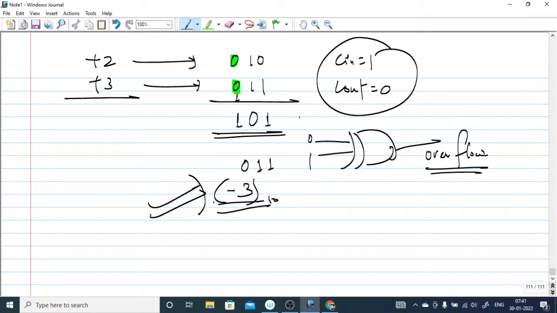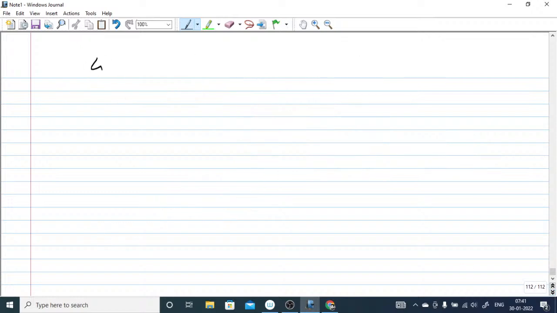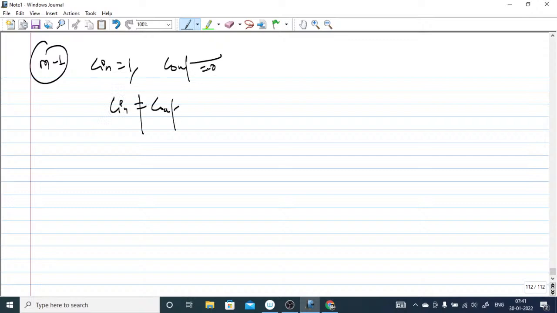The very first method I have told you is that you have to see C in and C out, right? So C in is 1 and C out is 0, this is method number 1. So C in does not equal C out, so overflow has occurred.